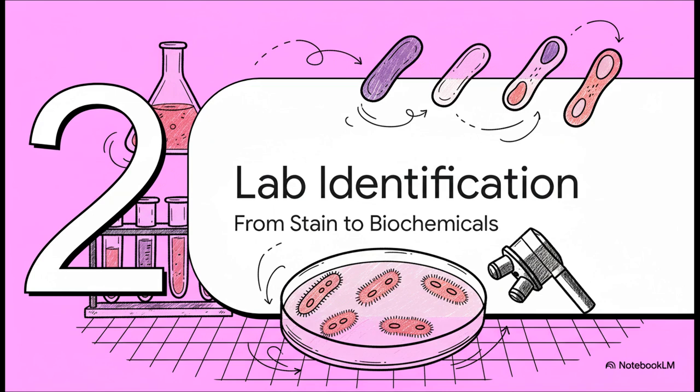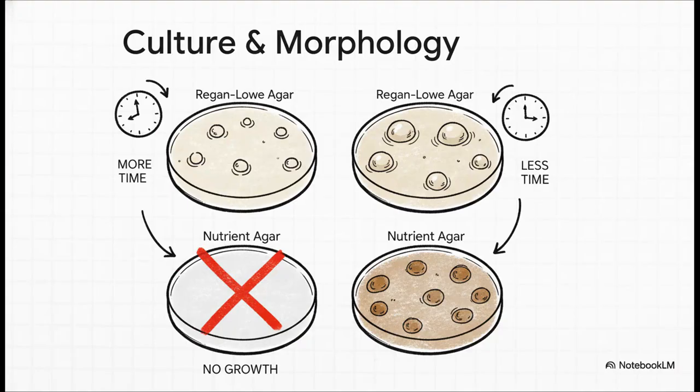Okay, let's head over to the bench for section 2, identification in the laboratory. We'll go from the gram stain all the way to those key biochemical tests that give it away. So what are we looking for on the plate? Well, you'll see a gram-negative coccobacillus, but a huge clue is that it grows much faster than Bordetella pertussis. We're talking 2 to 3 days, not a week.